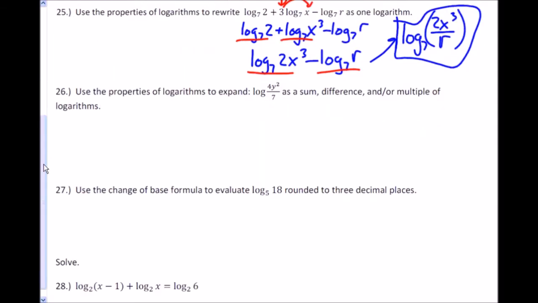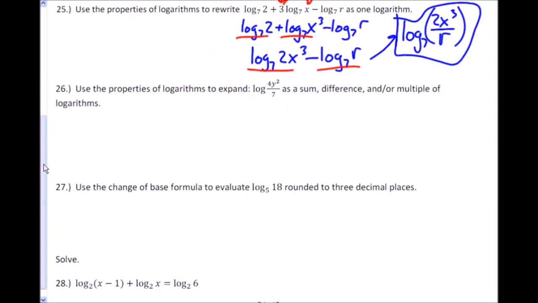Number 26, I'm working backwards. I'm doing the exact same thing, but in reverse. So here I notice that I have two logarithms being divided. And since there's no base written with this logarithm, I know it's log base 10. It's my common log. But I'm going to rewrite this as log of 4y squared minus the log of 7.